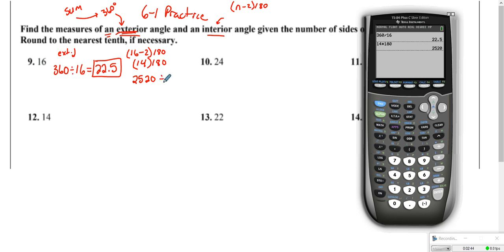So we're going to do the same thing. Take the sum divided by the number that there are, 16, because these are regular polygons, which means they're all the same. 2,520 divided by 16, so I'm just going to come over here. 2,520, that ANS means the answer to the last one, divided by 16. And I get 157.5. So let me write this down here. 157.5. Now, before I move on to the next one, that's how you're going to do each one of these the same way. Interior angles this way, exterior angles this way.